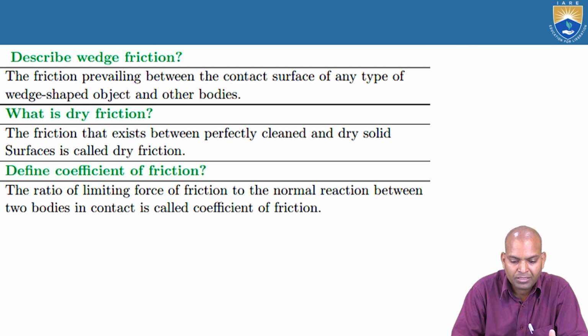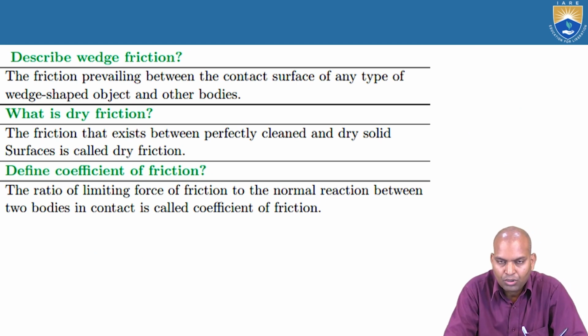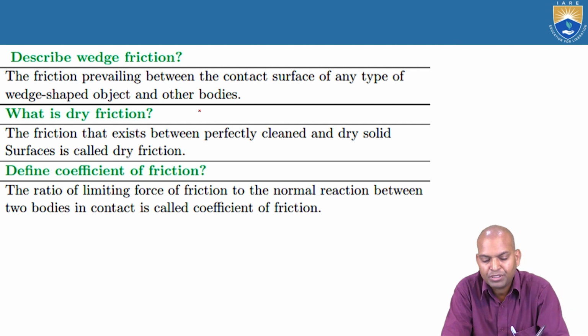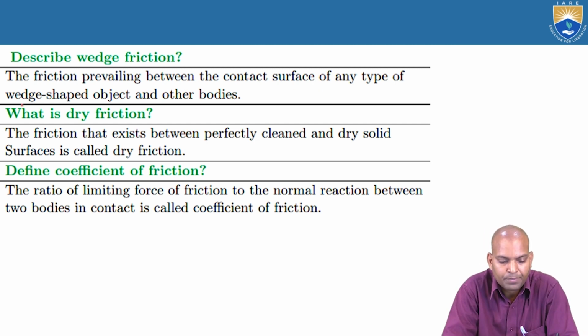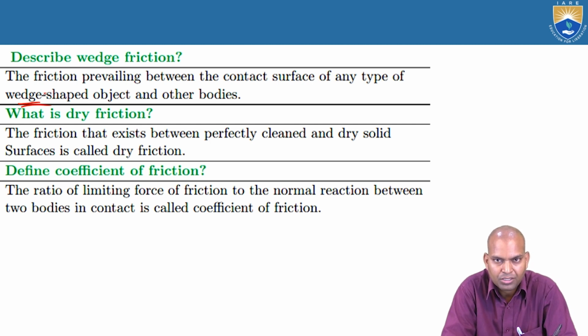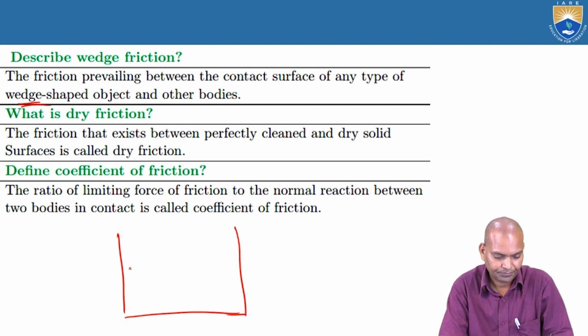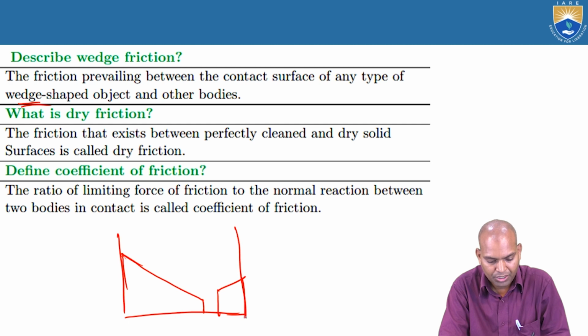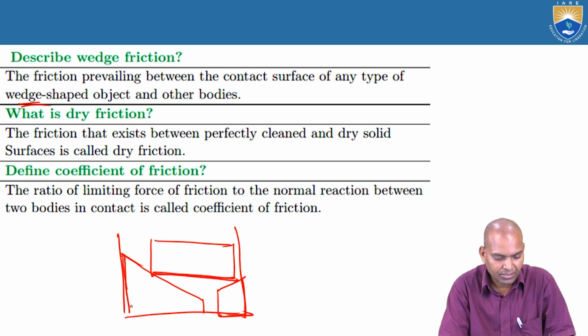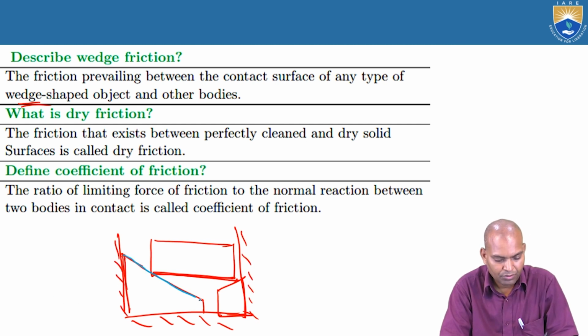Okay. The next terminology is wedge friction. The friction prevailing between the contact surfaces of any wedge-shaped object and other bodies is known as wedge friction. We will study what the wedge shapes will be like. This is one wedge. If you keep another wedge, these are wedge-shaped objects. Here, if we keep it, there is a wedge between them. I will draw exactly here. This is the wedge body.